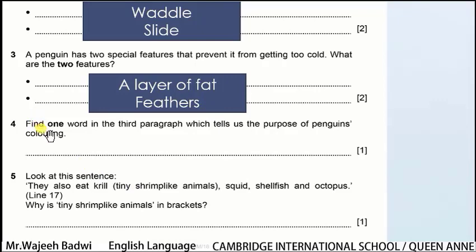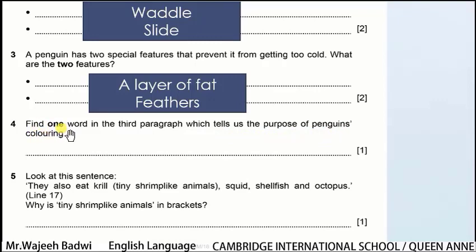Let's try to answer this question. It's okay if until now you are facing problems in finding the answers. It's okay, no problem, but keep trying, guys. The next question: find one word in the third paragraph which tells us the purpose of penguins' coloring.